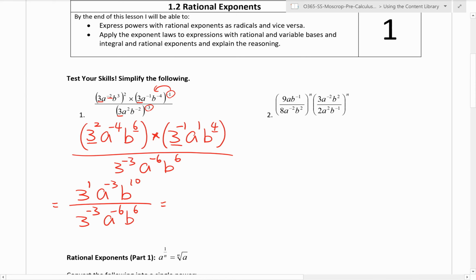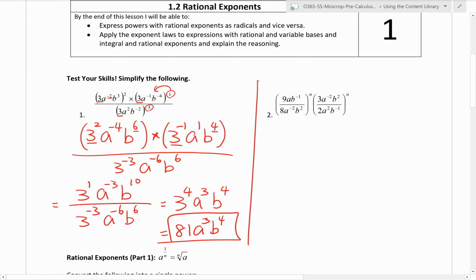And now, because this is division of powers with the same base, we just again subtract the exponents, according to the rules that we learned in the past. So this is going to be 1 minus negative 3, which is 4. That's negative 3 minus negative 6, so that's positive 3. And that's 10 minus 6, that's a 4. Finally, 3 to the power of 4 is 81, so your answer is 81 a cubed b to the power of 4.